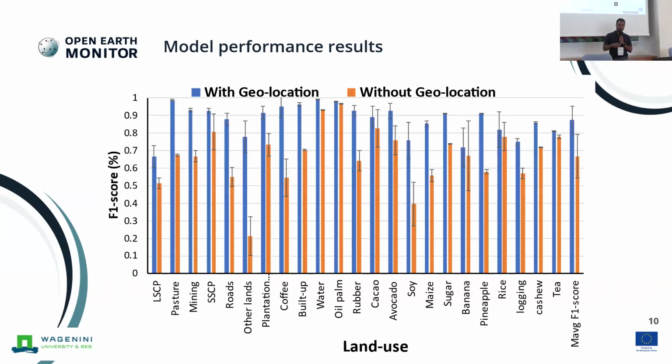Just to show why location is important, as you can see from this graph, there is a lot of increase in accuracy whenever we have location compared to if we don't have location, because land use varies depending on region. So that's critically important here, and that is why it is important to have location information in our model.